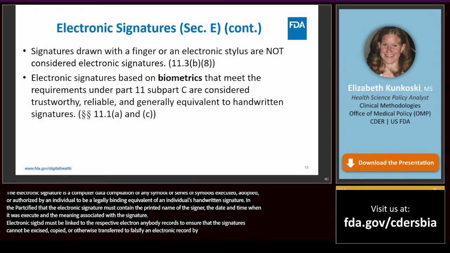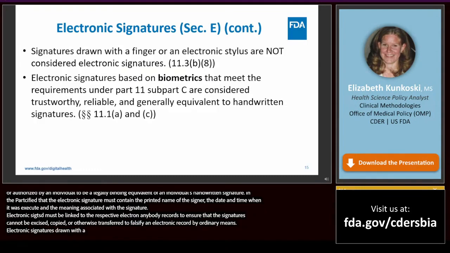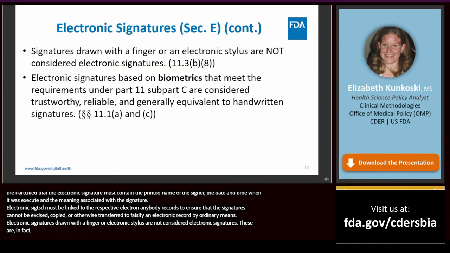Electronic signatures drawn with a finger or an electronic stylus are not considered electronic signatures. These are in fact handwritten signatures. Electronic signatures may also be based on biometrics based on the regulation.